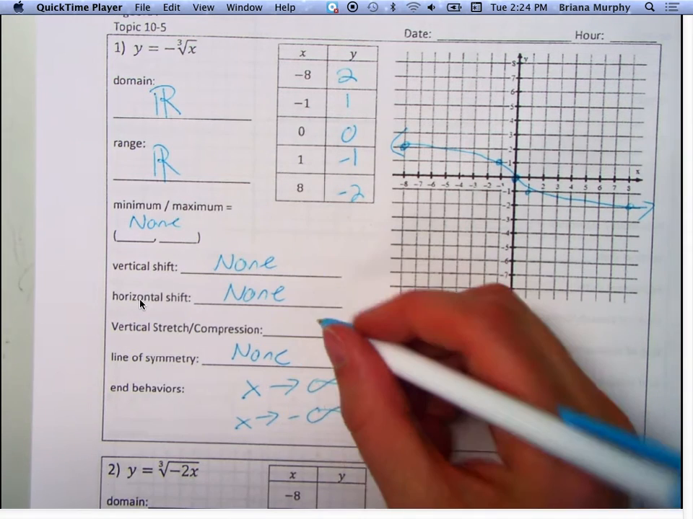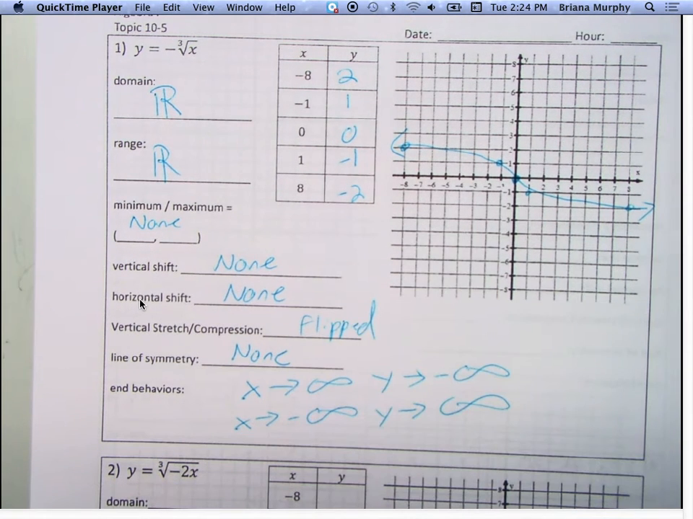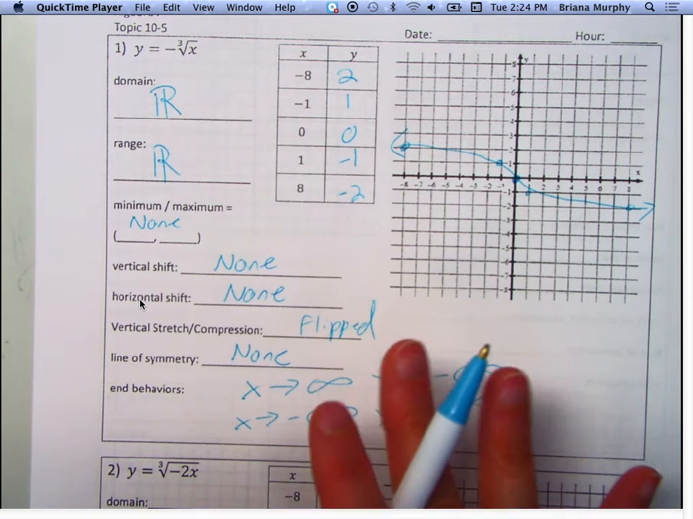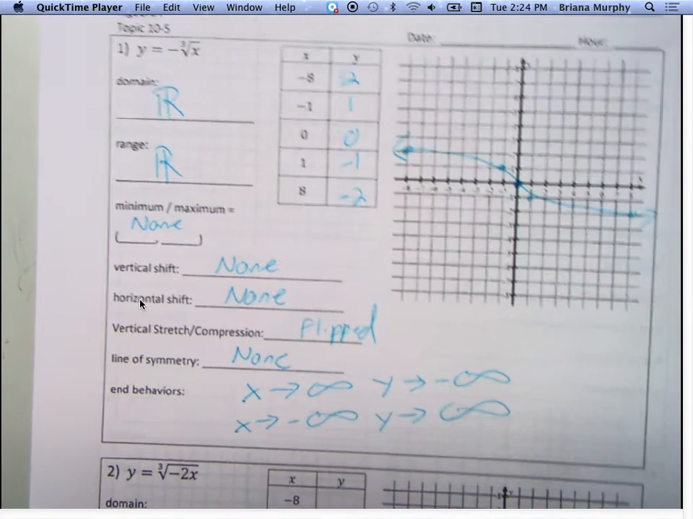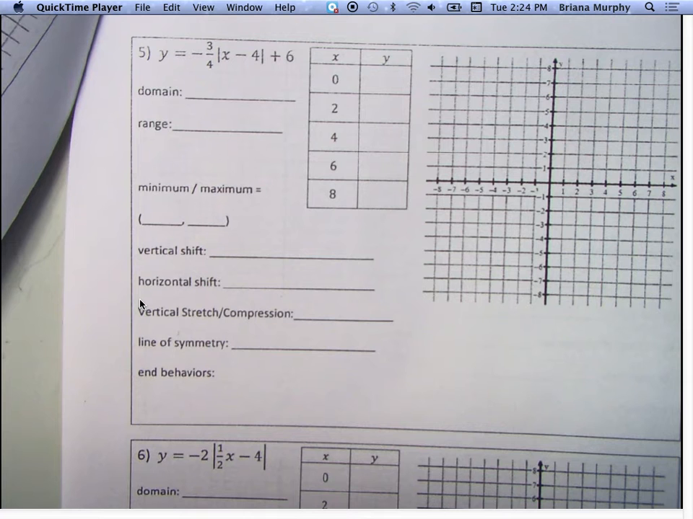Okay, my stretch or compression is kind of how close I am to the graph. In this case, I flipped it. But usually it's going to be like I made it twice as big, or I made it half as big. So we're going to do number 2 to kind of see those differences. Okay, that's stretch and compression. Actually, I think it's going to work better if we look at number 3.